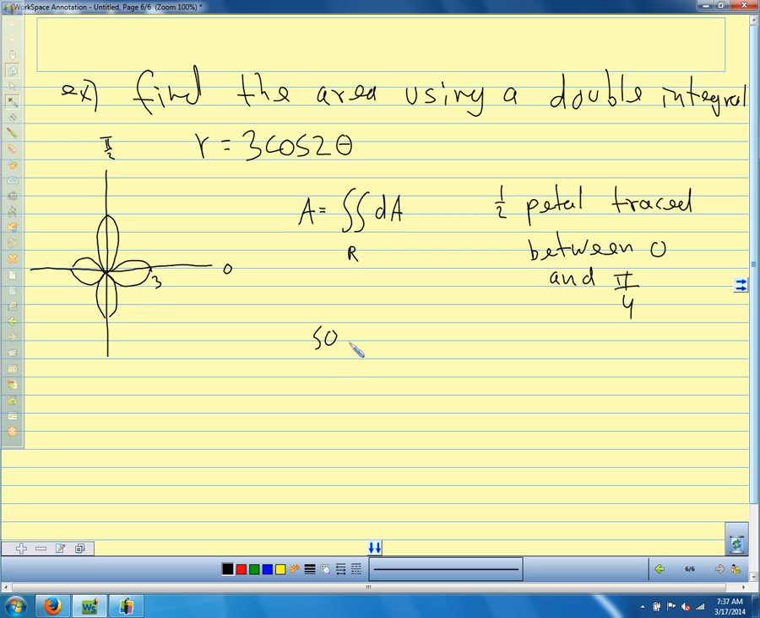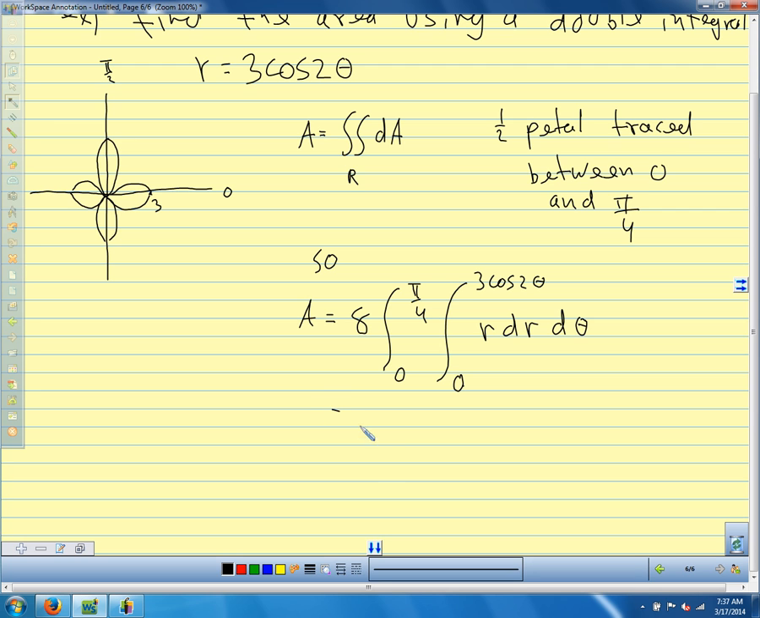So my area is going to be 8 times the integral from 0 to pi over 4. And my radius is varying from what to what here? Zero to 3 cosine 2 theta. And my area element is r dr d theta. So we're trying to find the area inside this region, so my radius is going to go from 0 out to my function. So I evaluate this integral, I get 8 times the integral from 0 to pi over 4 of r squared over 2, evaluated from 0 to 3 cosine 2 theta, d theta.